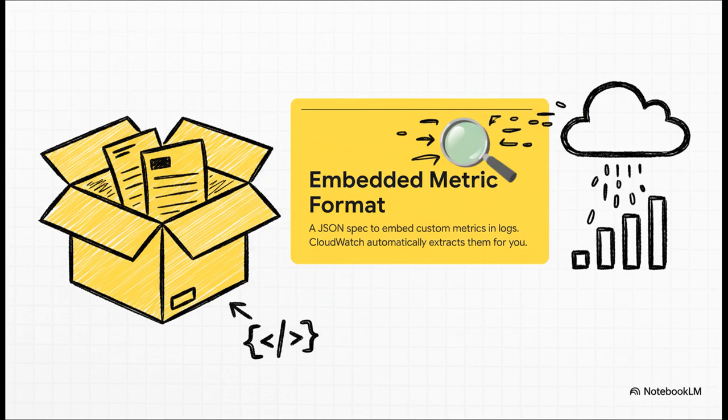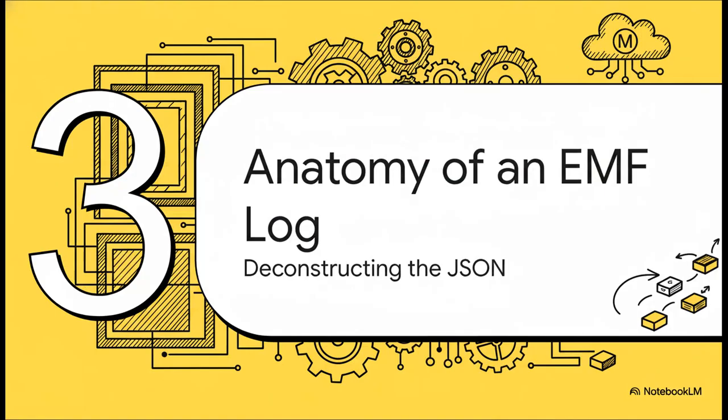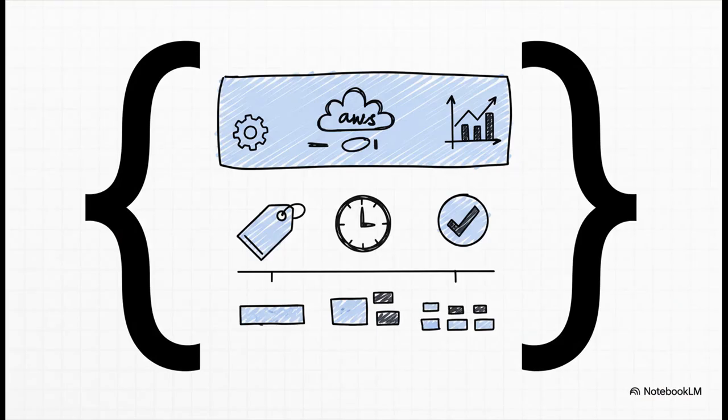It's incredibly efficient. All right, let's get our hands dirty in section 3. It's time to pop the hood and really deconstruct the JSON to see what makes it tick. We're going to look at the anatomy of an EMF log. Okay, I know what you're thinking. At first glance, this JSON might look a little intense, but I promise once you see the pattern, it's actually super straightforward. This is a complete, simplified EMF log.